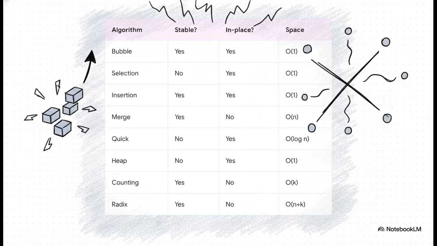But when we shift our focus to the constraints columns, well, that's where we see the true trade-offs. Fast algorithms almost always demand a sacrifice. Blistering speed, like in merge sort or radix sort, often costs you extra space. Or in the case of quick sort and heap sort, it costs you stability. Understanding these compromises, that is exactly what separates a junior developer from a senior one.